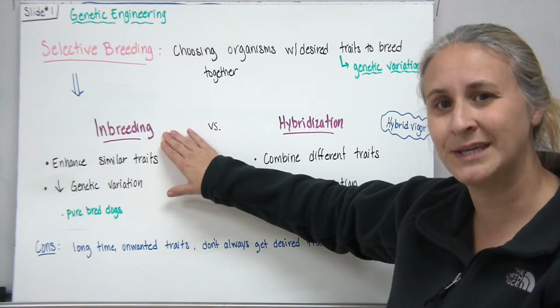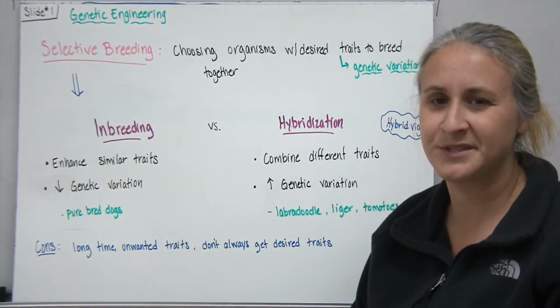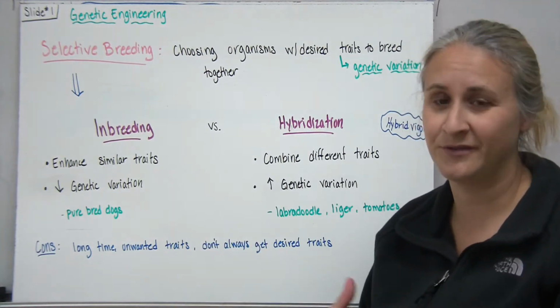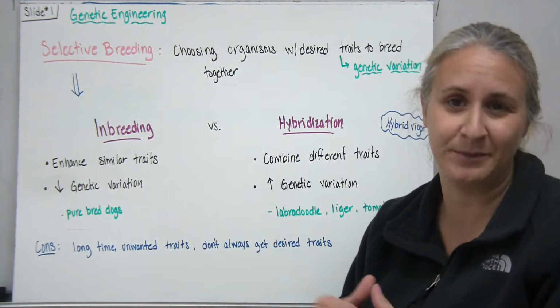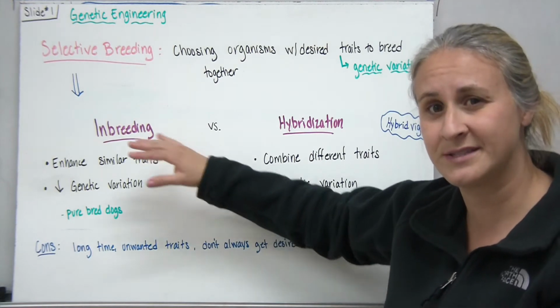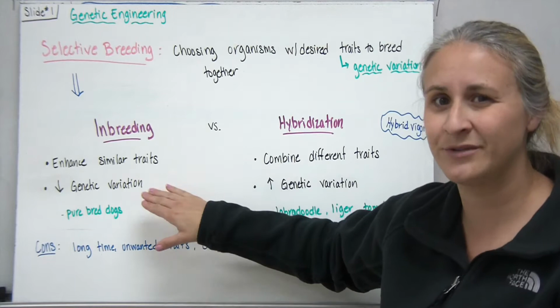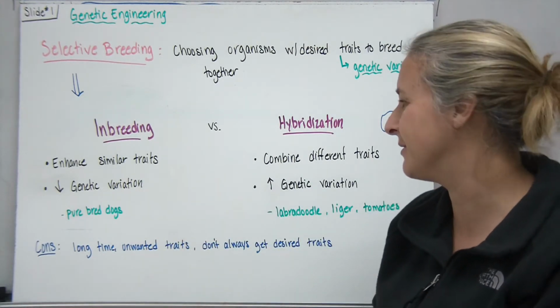The first one is called inbreeding. Inbreeding is basically when you take two organisms that are very closely related to each other. Maybe they have similar parents. If you're breeding animals together, they may be third in line, something like cousins. In this case, you will enhance similar traits that that line particularly has. It ends up decreasing genetic variation. The idea is to get more traits that are similar to each other.